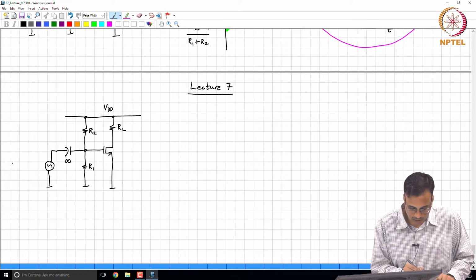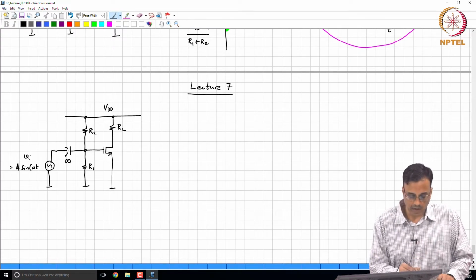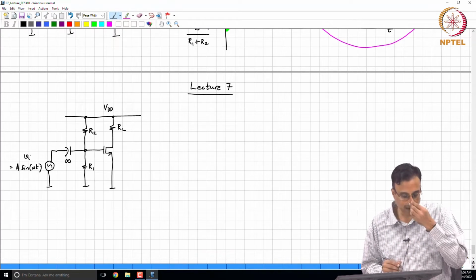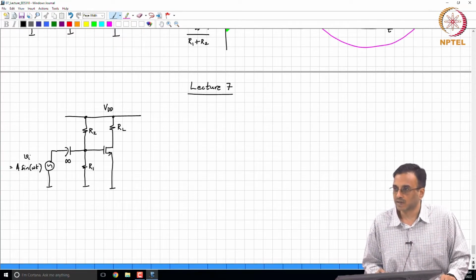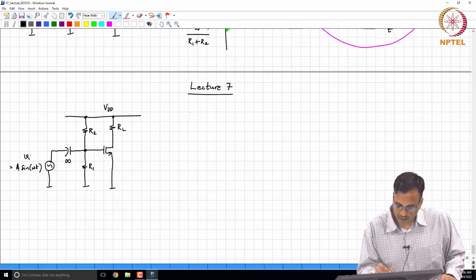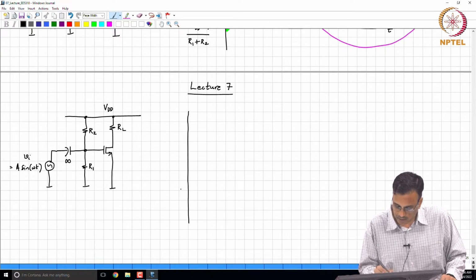So, Vi is nothing but A sin omega t. Omega is assumed to be sufficiently large that the input coupling capacitor can be considered a short circuit. And we said let us take a look at the absolute waveforms at the gate and the drain.